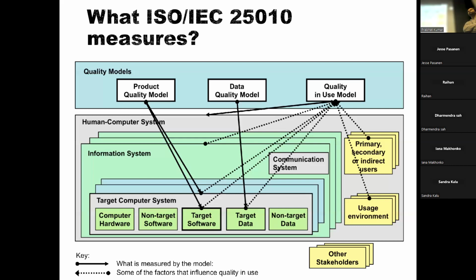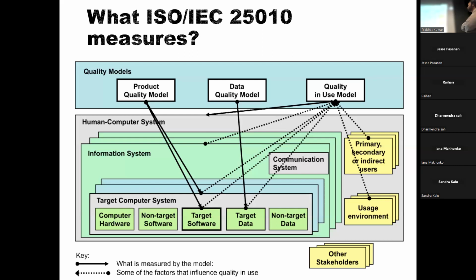All right. So if you see this diagram, the ultimate goal of this standard is how you can assess a particular target computer system that is being developed. And the evaluation is going to depend on these 3 different models: the product, data, and quality in use. This is how it goes.